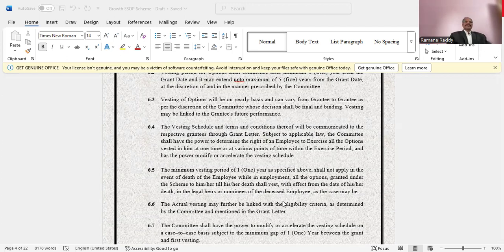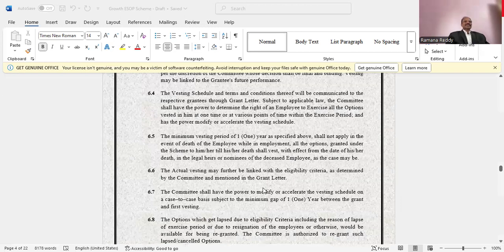This shall not apply in case of death of the employee. At the time of acceptance, the employee has to submit his nomination, either to his relatives, either wife, father, mother. So if something goes wrong during the employment, there is a death of the employee, then that minimum 1 year vesting period will not apply. With effect from the date of his or her death, the legal heirs or nominees of the deceased employee can exercise.